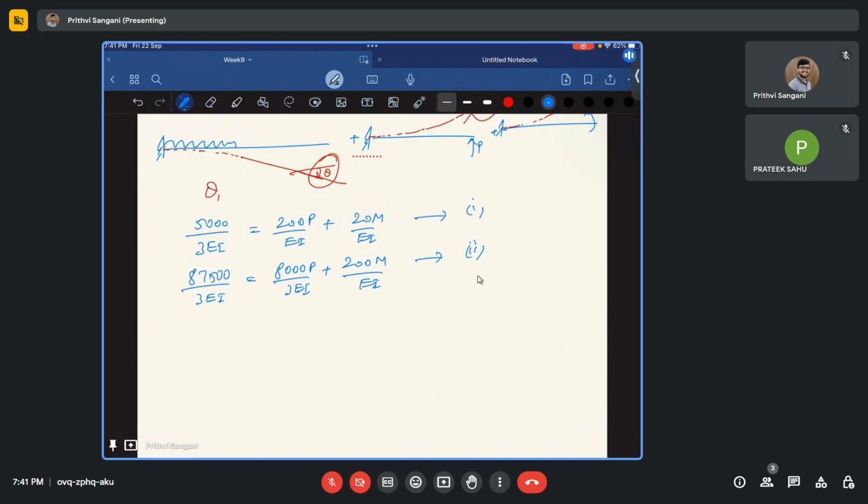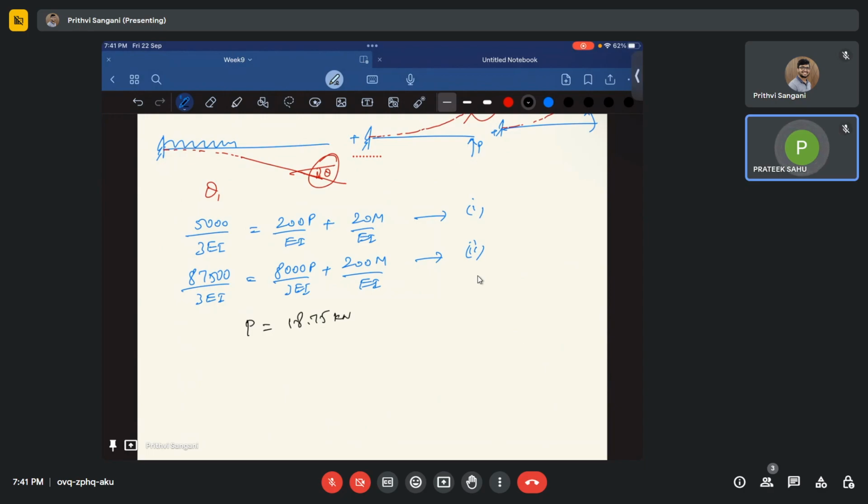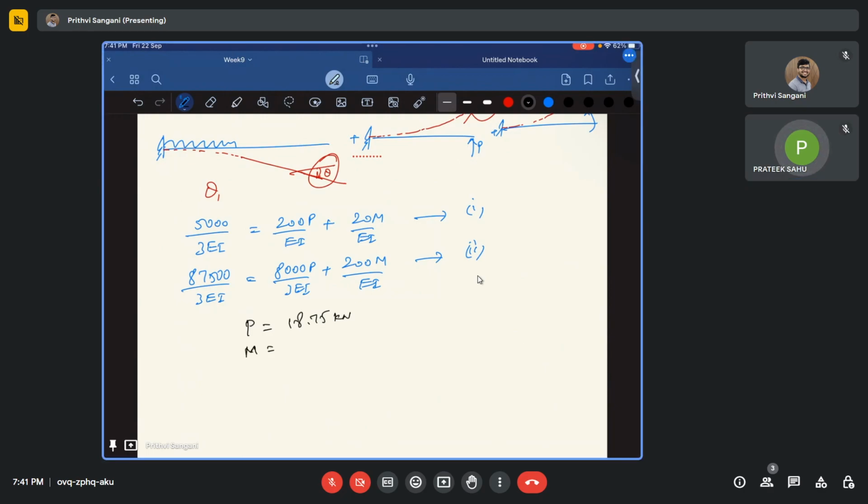So the answer is P is going to be 18.75 kilonewtons. After this session, you can verify. Okay, 18.75 kilonewtons. And M is going to be minus 104.17 kilonewton meter. This is what I'll be getting if I solve equations 1 and 2.